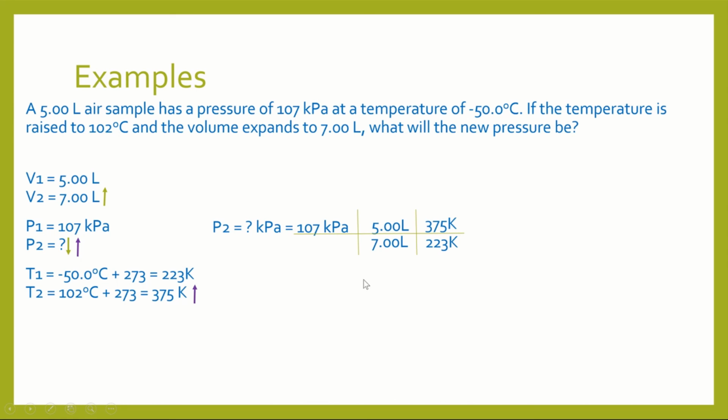And now all that I have left to do is multiply across the top, 107 times 5 times 375, and divide the bottom, 7 times 223. And I'm going to come up with a new pressure of 129 kilopascals.